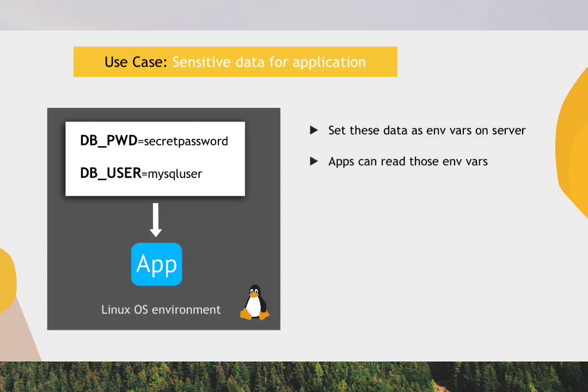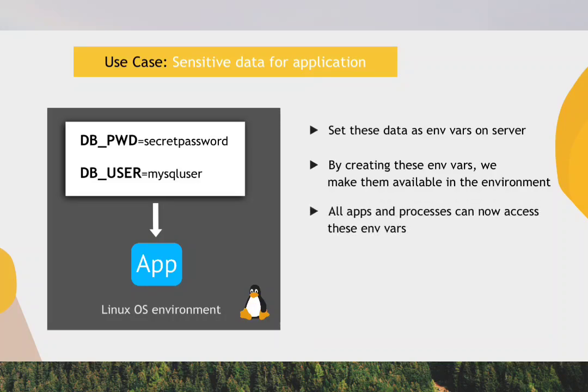How does it work? We basically create environment variables like DATABASE_USERNAME or DATABASE_PASSWORD. And again, that's a standard naming convention for environment variables, all caps and underscore for separating the words. So we set these environment variables, and by creating these environment variables in Linux on a server, for example, we make them available in our environment or in our user's environment. And this means they become accessible for all the applications and processes that we run in that environment.